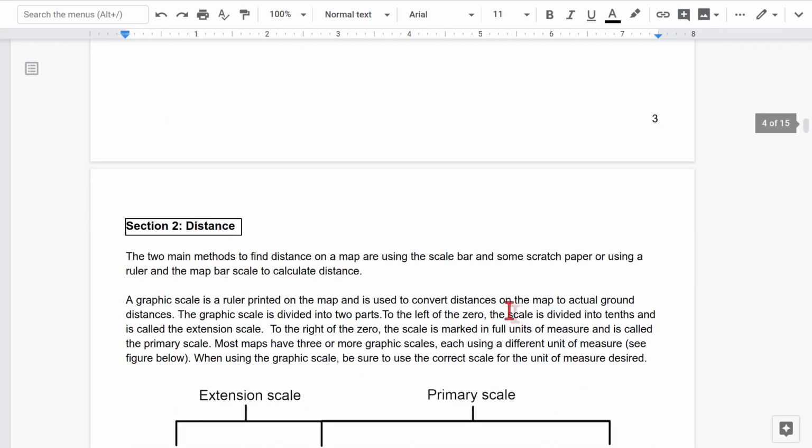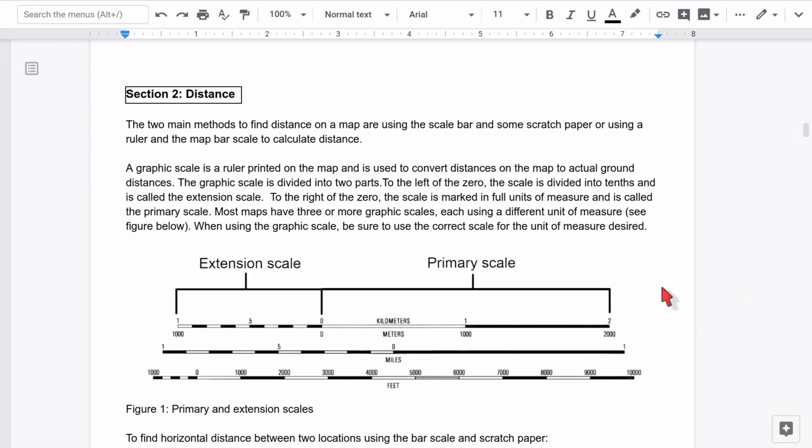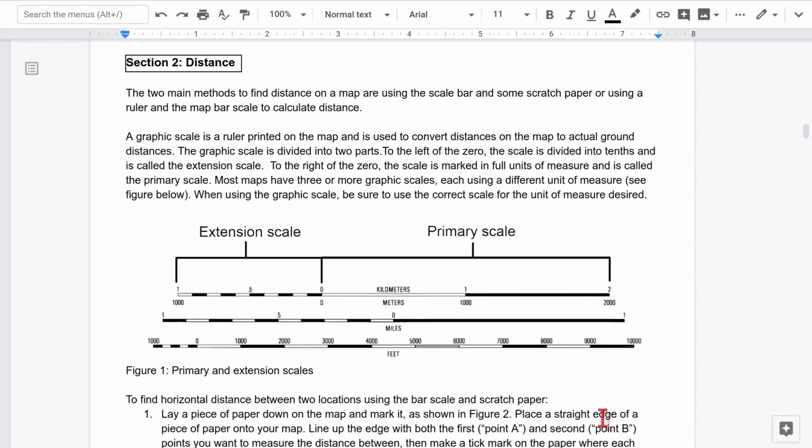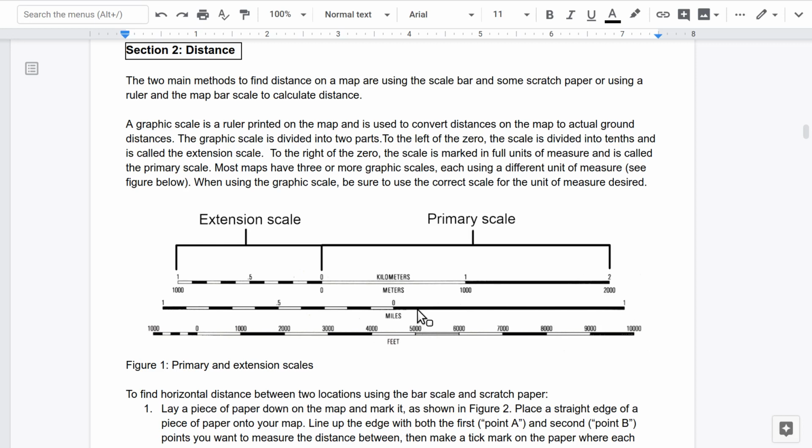So moving on from scale, we're going to measure distance. And here are 3 graphic scales or bar scales. This is the type of scale bar that you'll see on a U.S. Geologic Survey topographic map. It has kilometers, it has miles, and it has feet. Once again, the primary scale on this side is whole kilometers, 1 kilometer, 2 kilometers. So the whole scale is 3 kilometers wide.